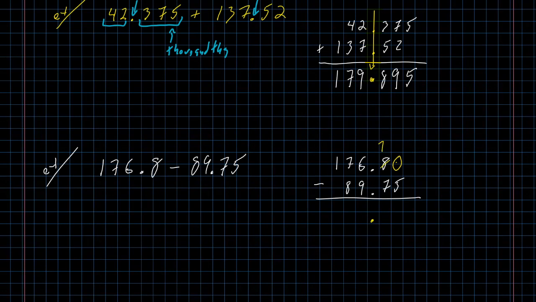Which includes borrowing a 1 to make that 0 a 10 so that we can do the subtraction. And then we have to borrow over here as well. We have 16 minus 9, which is 7. We have 16 minus 8, which is 8. 87.05, 87 and 5 hundredths is the result I get here.